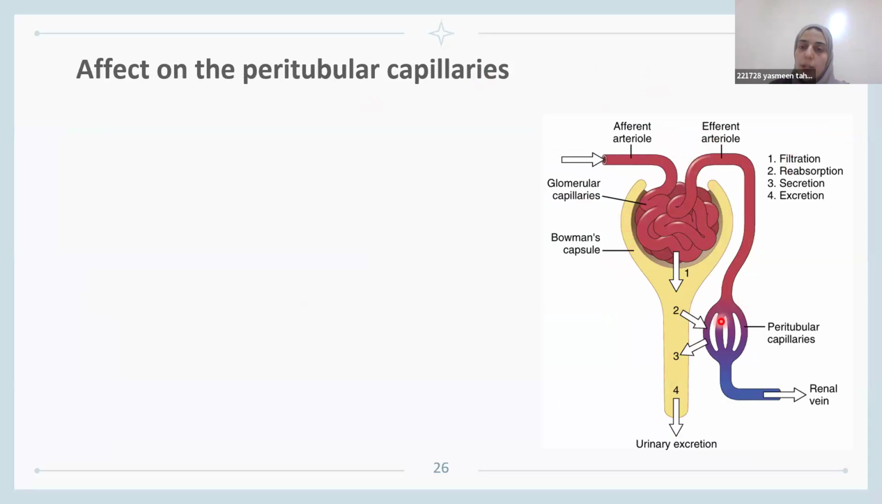So let's review the structure again. This is an afferent arteriole coming in to the glomerular capillaries. We have filtration happening. The rest of the blood leaves to the efferent arteriole. The efferent arteriole later on branches into the peritubular capillaries. So if for any reason a constriction happens here or here, either way, because the peritubular capillaries come after the efferent arteriole, a constriction here or here is going to cause less hydrostatic pressure in the peritubular capillaries. We are not allowing as much blood as normal to go in.